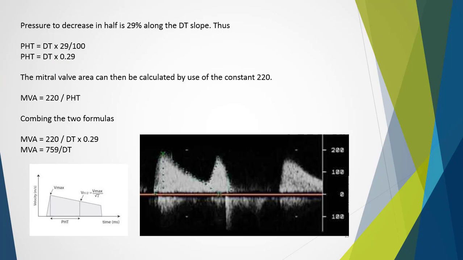The mitral valve area can then be calculated by the use of the constant 220. Mitral valve area is 220 divided by the pressure half-time. Then by combining both the formulas here, we have mitral valve area is equal to 220 divided by deceleration time times 0.29, or equivalently 759 divided by deceleration time.